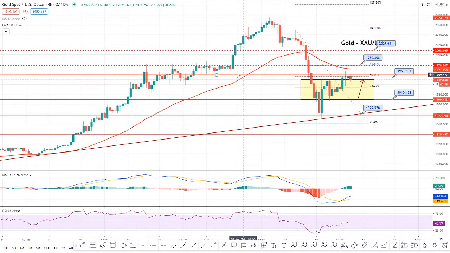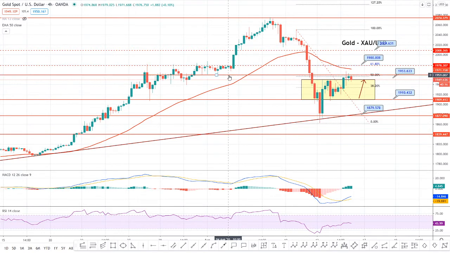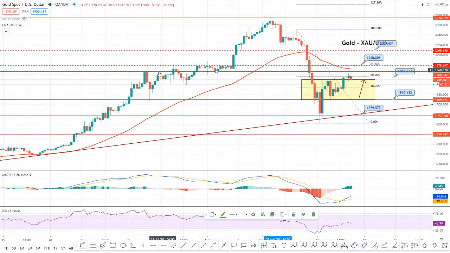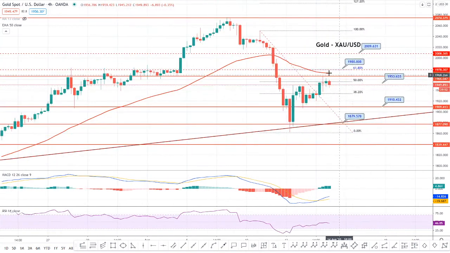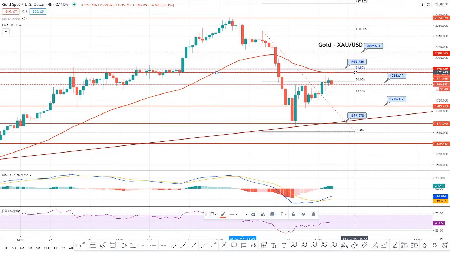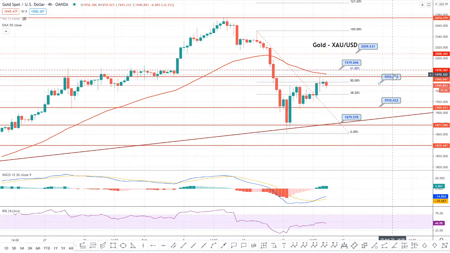Alongside, this is the same level which extended support to the precious metal gold. It was working as a resistance in the past, and then it started working as a support. Now market violated this support level, and this support level is now likely to work as a resistance level for the precious metal gold. So the sideways range is violated, and it's not going to work anymore, but for now we have to keep an eye on the 50 period exponential moving average.